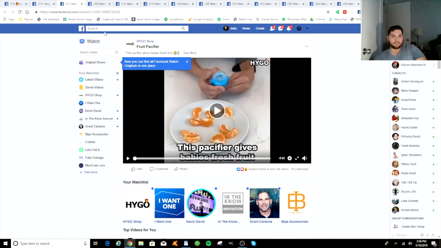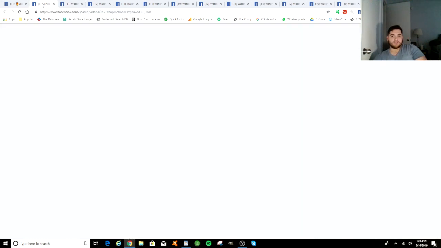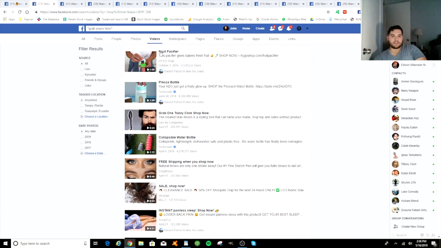The fruit pacifier from Hygo.com. As we saw, the first thing they already did well was their thumbnail. Like I said, this is a pretty decent thumbnail. You can tell it's a pacifier, but you can tell it's not a normal pacifier. There's something here, so it kind of grabs attention. And of course, you would target parents with babies, so parents will automatically identify what that is. So this is a good thumbnail.